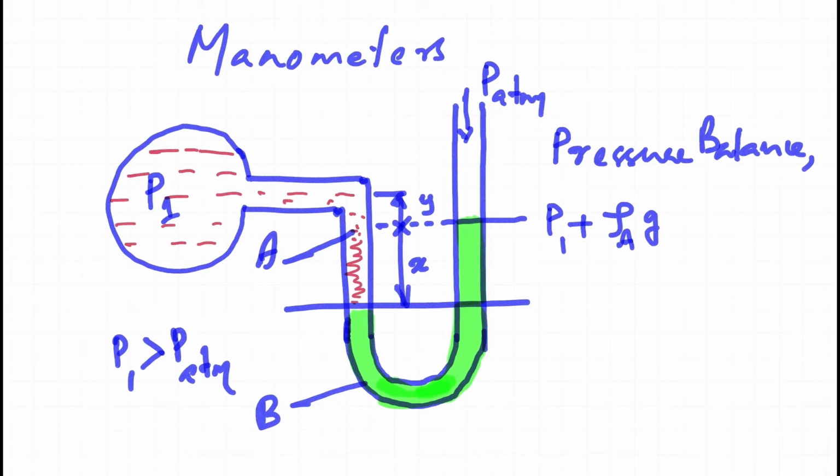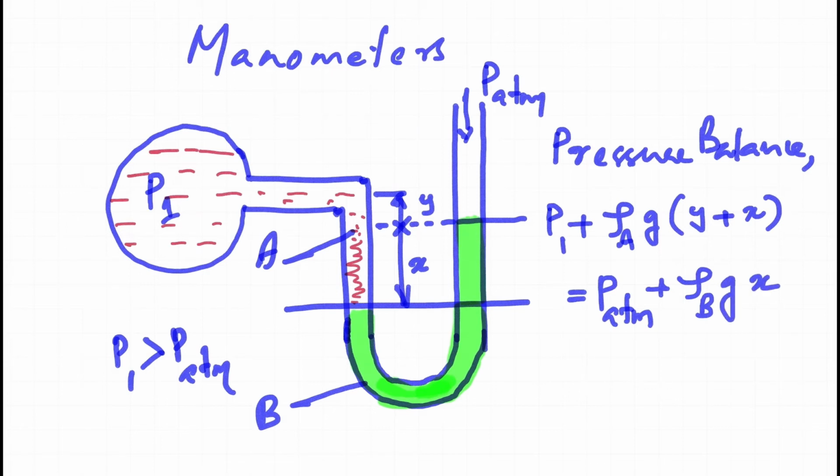So the total pressure is P1, the pressure of the fluid in the pipe, plus you have a density of fluid A and gravitational force times the height of that column, which is y plus x. So that's the total pressure, and that will be equal to the pressure on the right hand side, which is atmospheric pressure plus density and gravitational force and the height x. So that's the pressure balance in this arrangement.